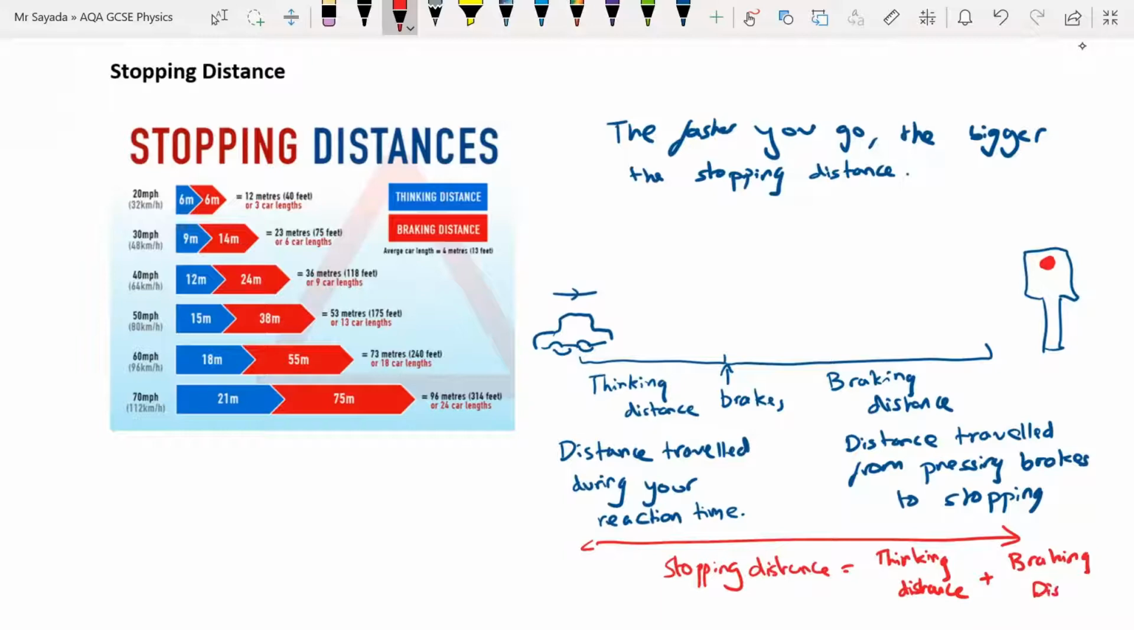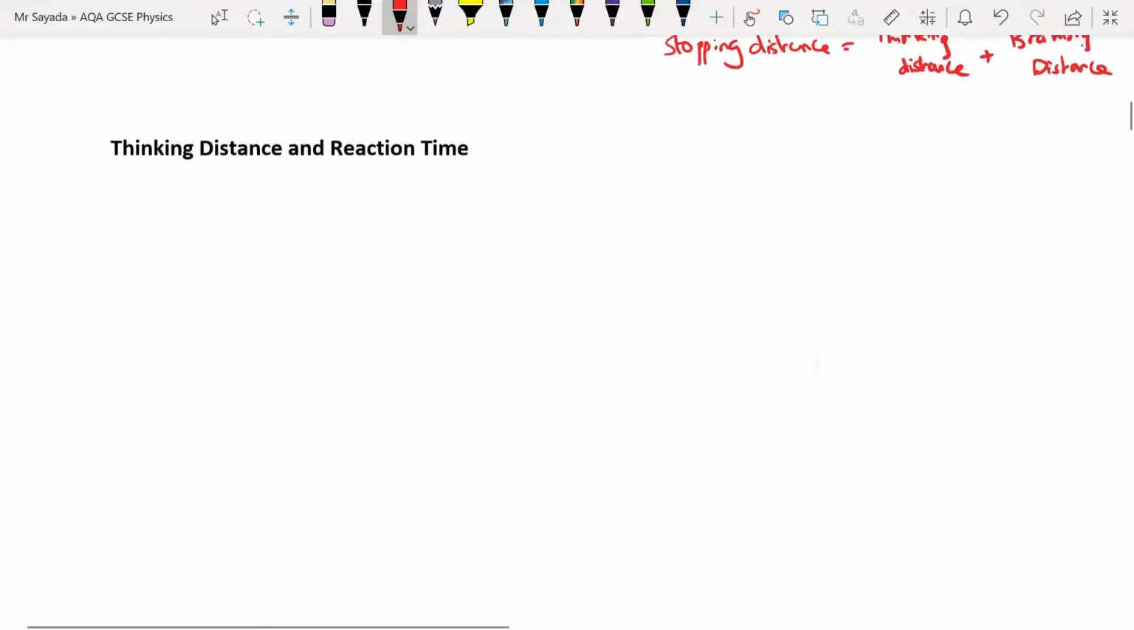So to summarize, when something happens on the road and you need to stop, you have your reaction time. That's how long it takes you to actually put your foot on the brake. In that reaction time, you'll travel a distance called the thinking distance. Once you press the brake, the car will travel another distance before it stops, called the braking distance. The sum of the two is called stopping distance. Now we're going to look at those individually. So we'll start with thinking distance.